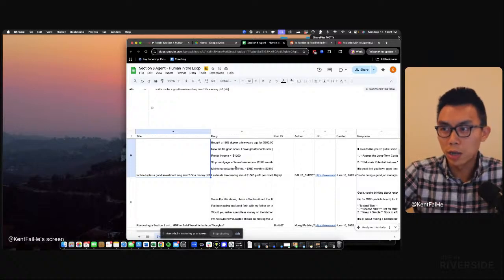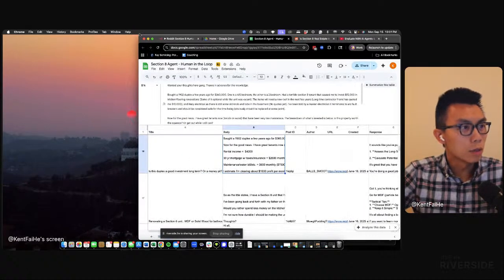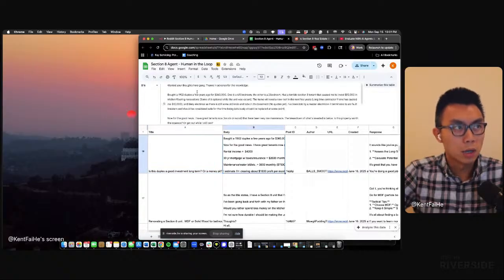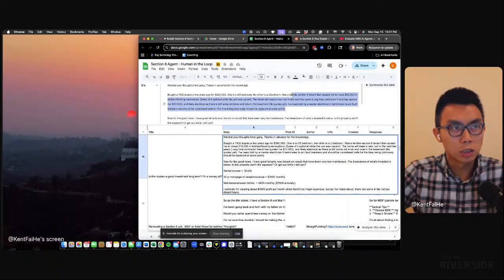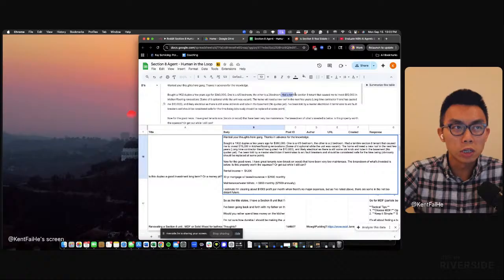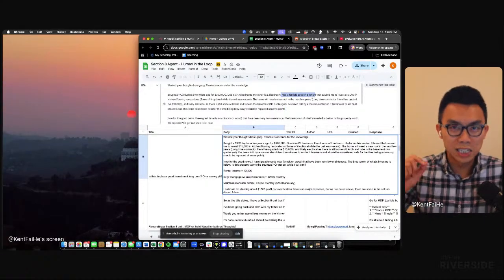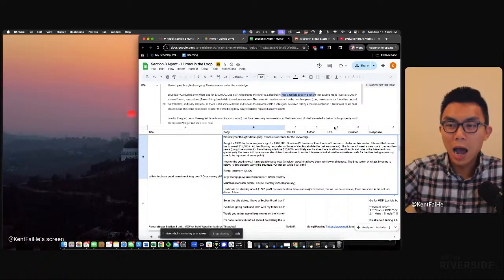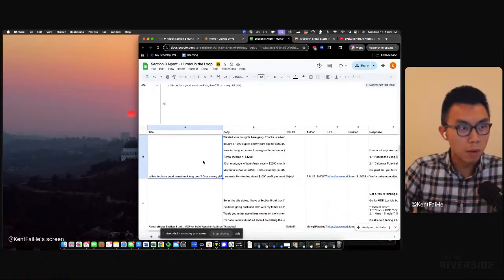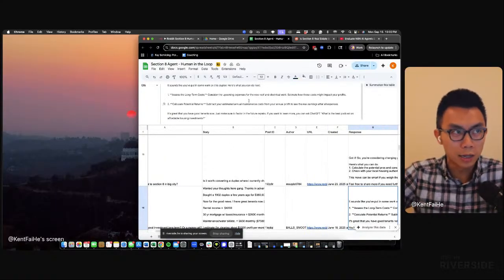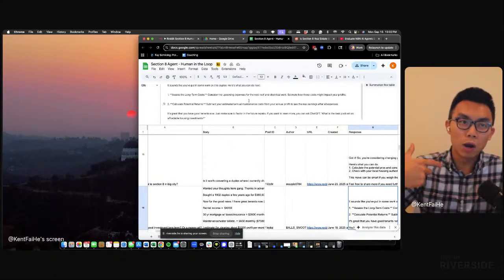Here's a really good example. This person on Reddit says, is a duplex a good investment long term or a money pit? They said they bought a 1902 duplex and had a terrible Section 8 tenant that caused them to invest a lot. This question was flagged and brought into the spreadsheet because Section 8 was mentioned. My agent drafted a response that was a little too generic. I didn't like it, so this is the point where I give it feedback.